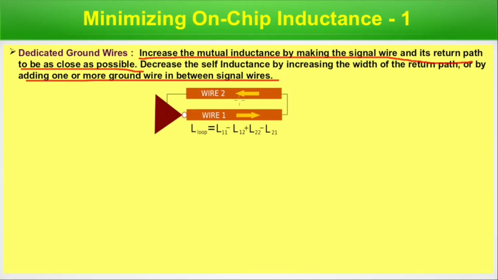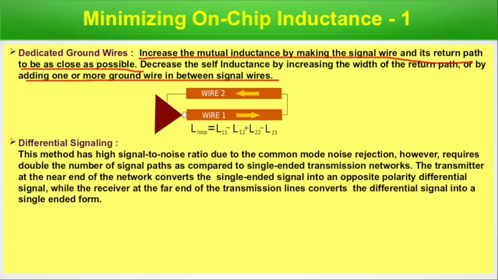Next method is differential signaling. This method has a high signal to noise ratio due to common mode noise rejection. However, it requires double the number of signal paths as compared to a single-ended transmission network. The transmitter at the near end of the network converts the single-ended signal into an opposite polarity differential signal, while the receiver at the far end of the transmission line converts the differential signal into a single-ended form.